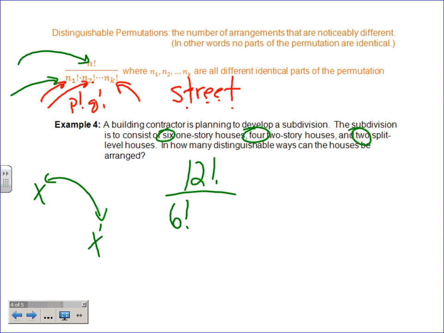Okay? And this next one says 4 two-story houses. So do I divide by 6 factorial again? Or you divide by 4 factorial because those 4 I'm not going to be able to tell the difference. And then the last one is 2 factorial.